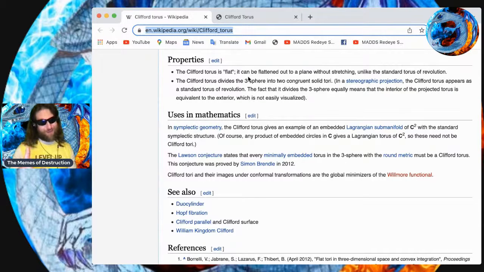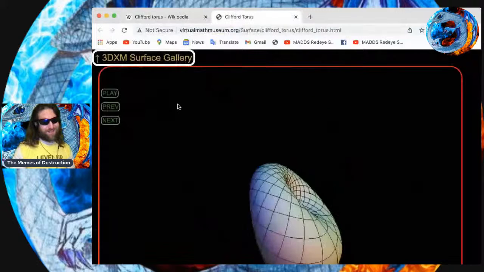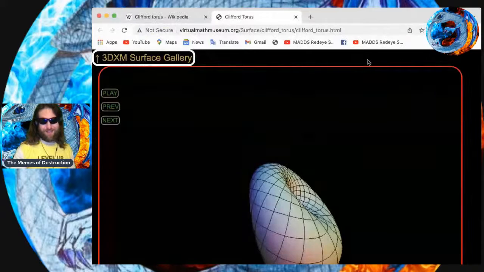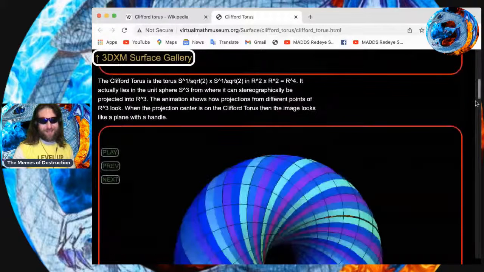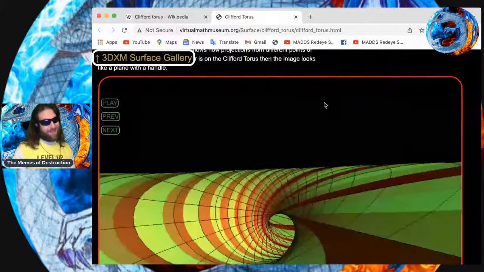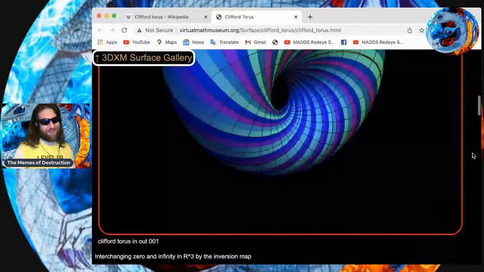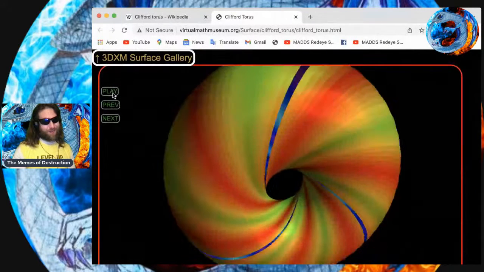You go quite down the rabbit hole. It's fascinating. The Clifford torus appears as a standard torus of revolution. The fact that it divides the three-sphere equally means that the interior of the projected torus is equivalent to the exterior, which is not easily visualized. How do we visualize it? Oh, look at this. Oh, look how fast it goes. All right, let's go down a little bit here. Let me see these others. See? You can see it going in and out, in and out. Oh, these things are so beautiful.